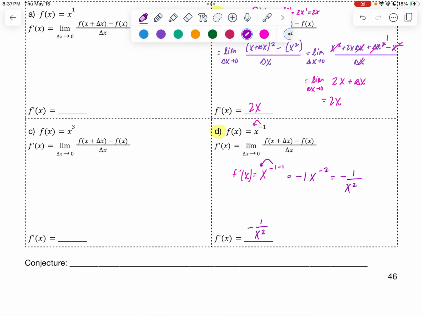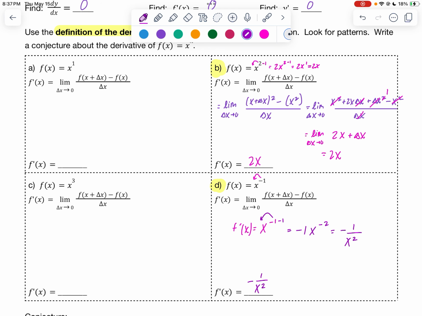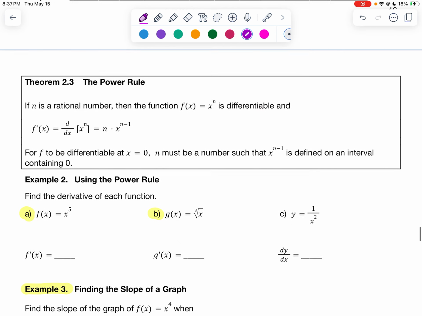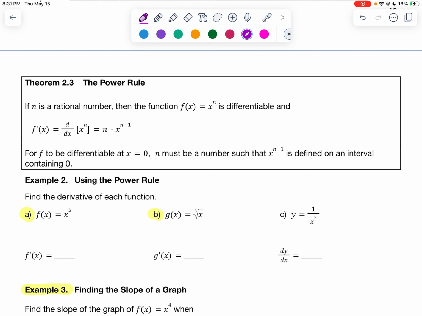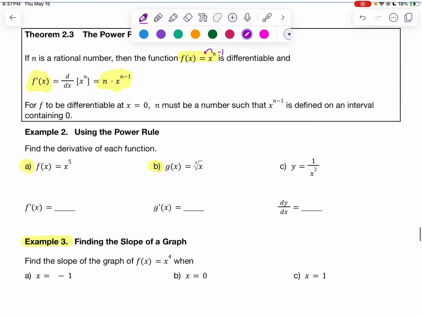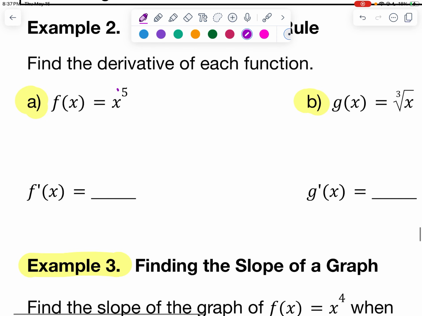I want you guys to go ahead and actually do A and C. This is called the power rule. If n is a rational number, then the function f of x equal to x to the nth power is differentiable. What happens is I'm pulling the n, your exponent, out in front, and then subtracting 1 from it. That's all it means. So if I was doing part A, I'm going to multiply the exponent and subtract 1. So it becomes 5x to the 4th power.